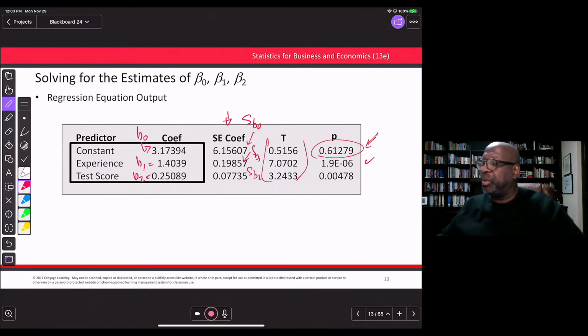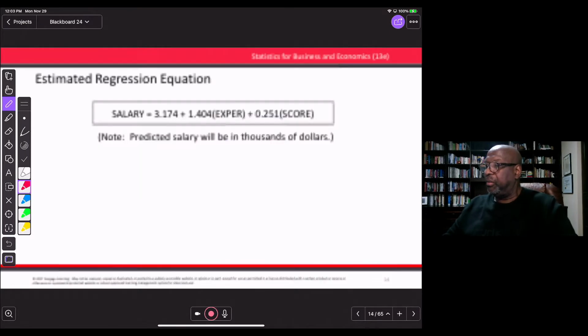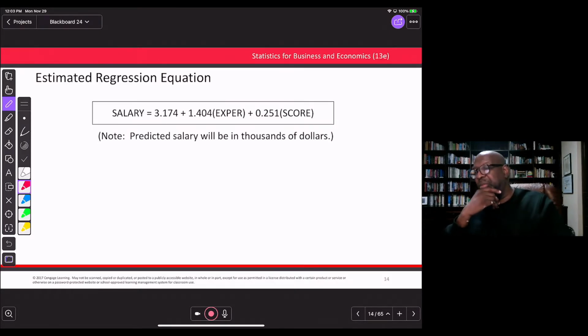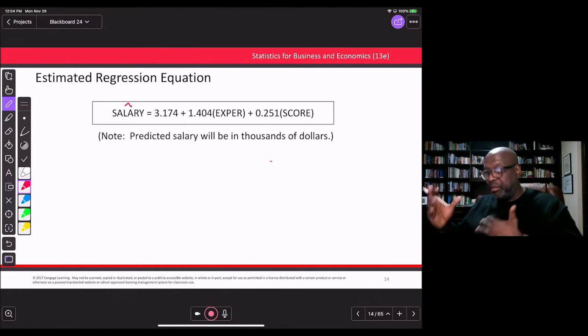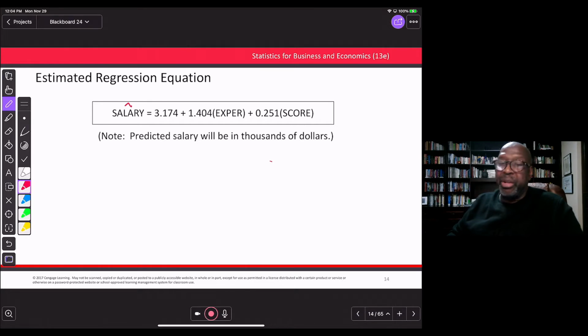But this here, which will be the coefficient of experience, would be significant. And certainly the p-value associated with the test score also seems to be significant. All right? At a 1% level for sure, it definitely is significant. So that is the resulting equation. We simply take the coefficients, and we'll put a hat on top of y because that is an estimate of the true salary. This is the predicted value.